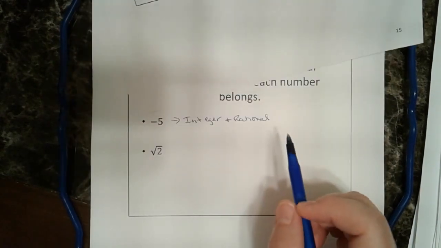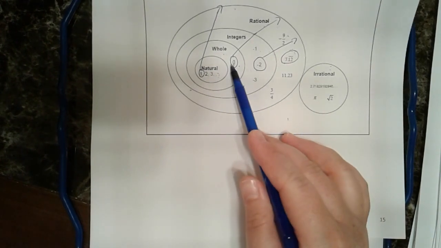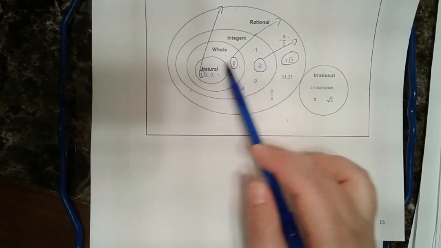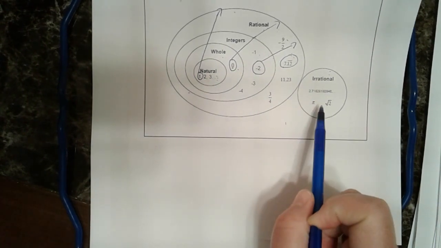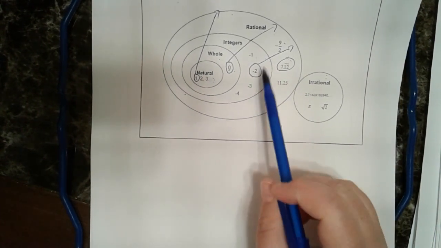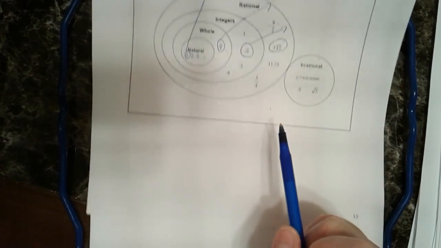Okay, can it be anything else? Is it a whole number? Nope, because I can't go inside. Is it a natural number? Nope. Is it irrational? Nope, because I can't be rational and irrational at the exact same time.